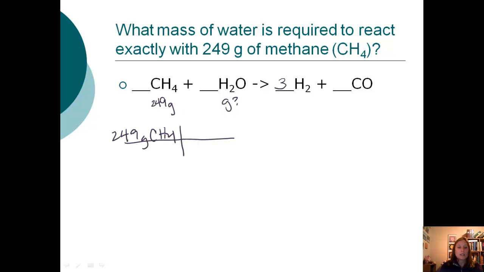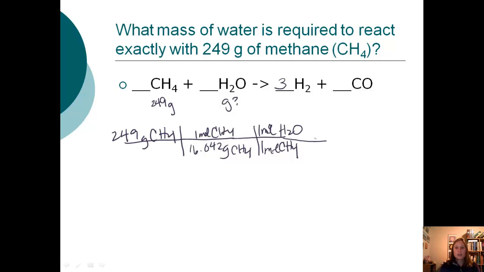Okay, so then we want the molar mass of methane. Carbon is 12.01, and hydrogen is 1.008, and there are 4 of them, so we have 16.042 grams for 1 mole of CH4. Now that I'm in moles, I can use the mole ratio. With everything being balanced, it's 1 to 1. So for every 1 mole of CH4, there is 1 mole of water. And then we need to go from moles to grams of water, so for every 1 mole of water, there are approximately 18 grams. Each hydrogen is about 1, oxygen 16.